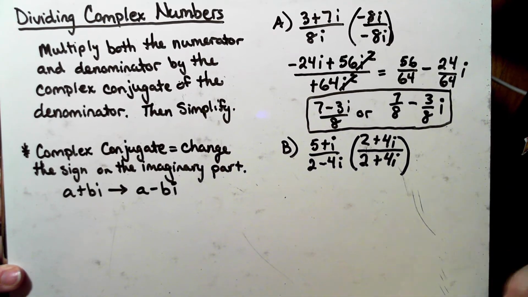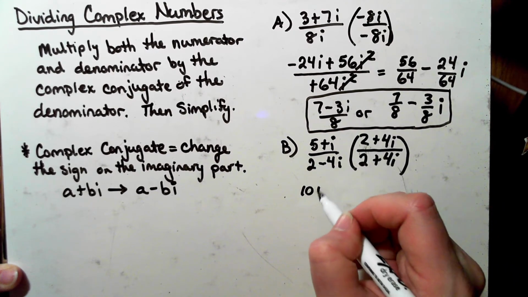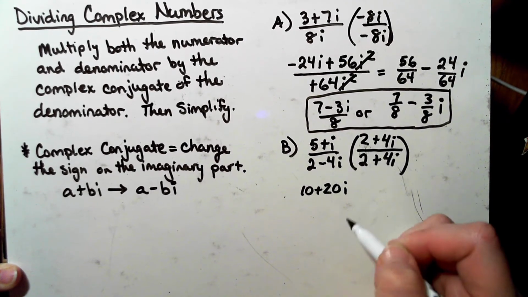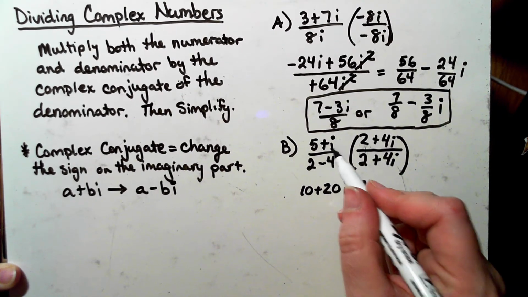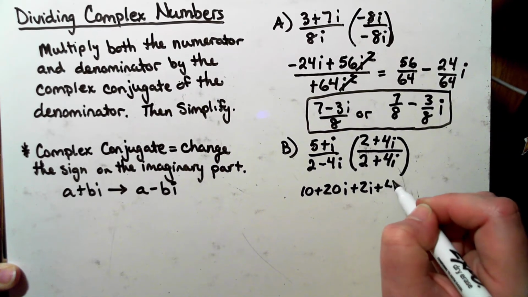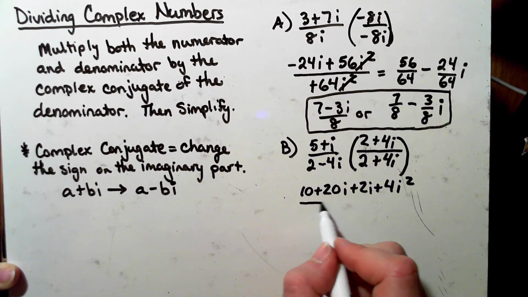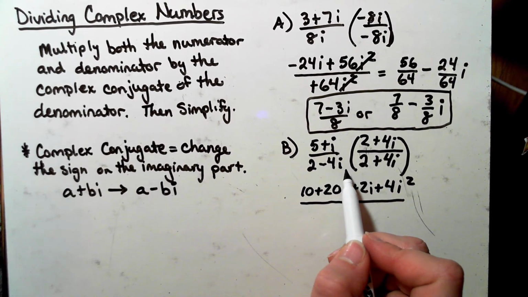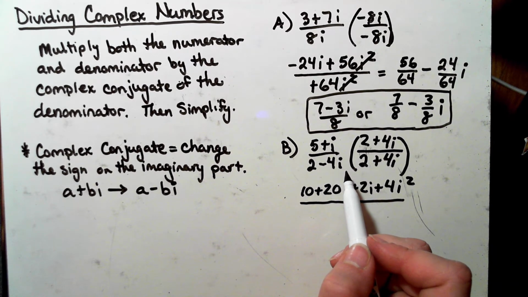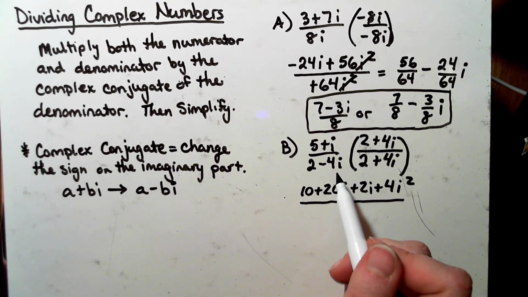So let's multiply. 5 times 2 is 10. 5 times 4i is 20i. i times 2 is 2i, and i times 4i is 4i squared. In the denominator, you may recall that this is a difference of two squares, which is the whole point of this. We want it to be a difference of two squares because when that happens, all the i's will cancel out and you're just left with a number.